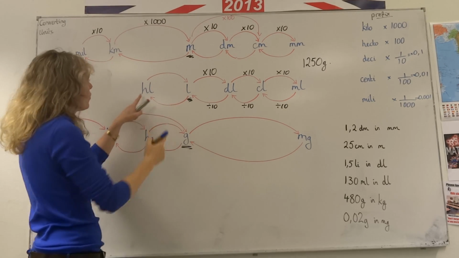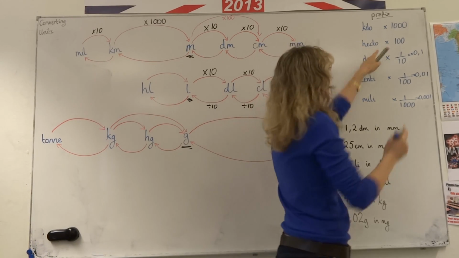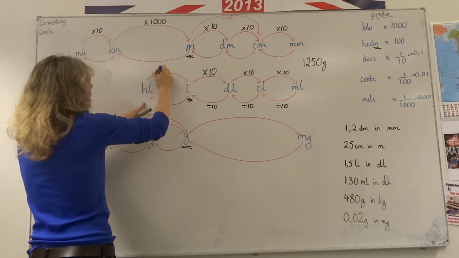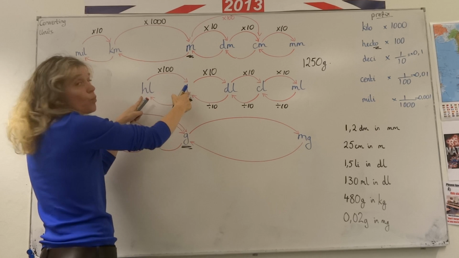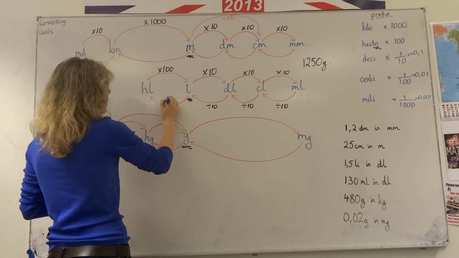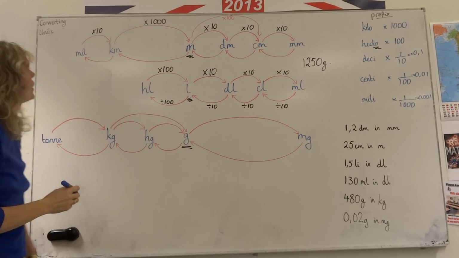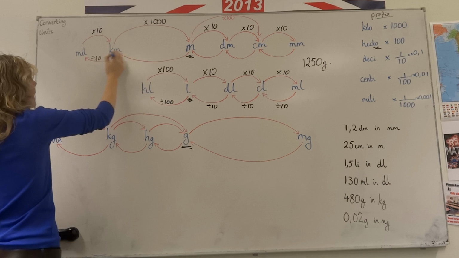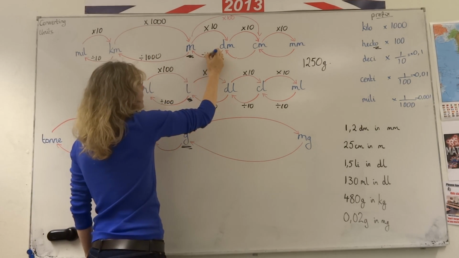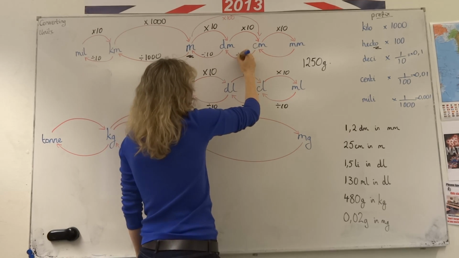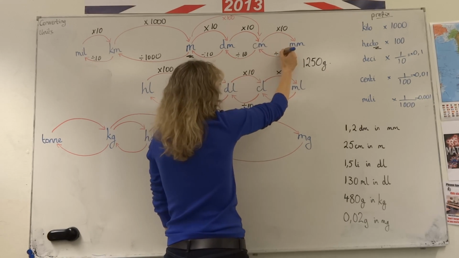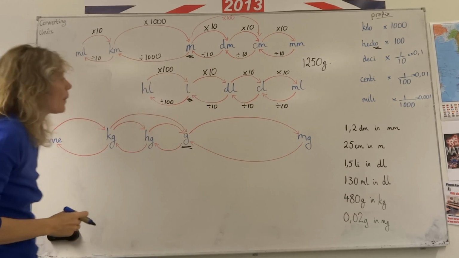Hectoliter to litre. Well, what does the word hecto mean? Hecto is times 100. So 1 hectoliter is 100 litres. And litres to hectoliters are divided by 100. So here as well, I'll do exactly the opposite of what I've got up here. Divide by 1,000, divide by 10 if I was going from decimeters to meters, divide by 10 if I was going from centimeters to decimeters, divide by 10 if I was going from millimeters to centimeters.